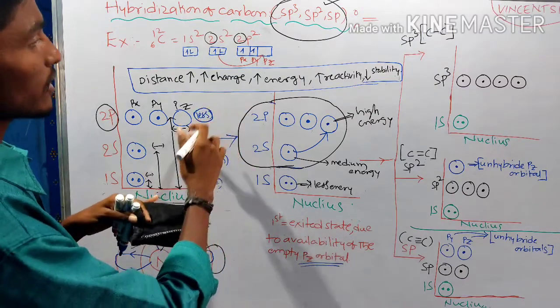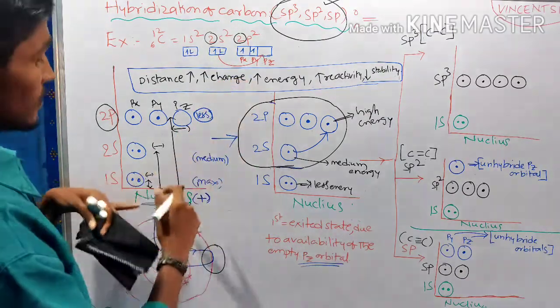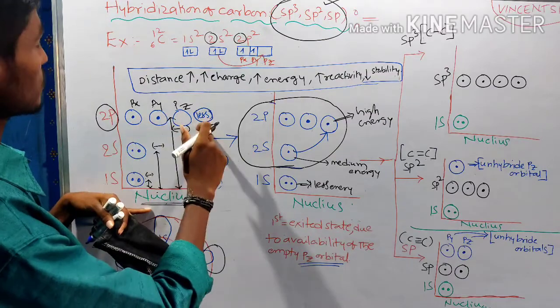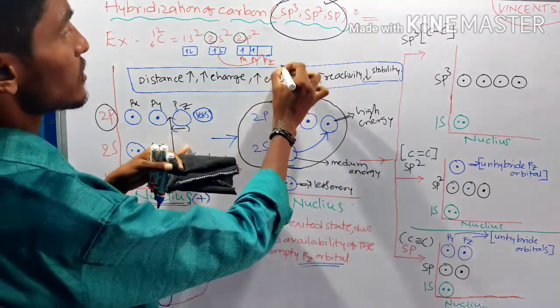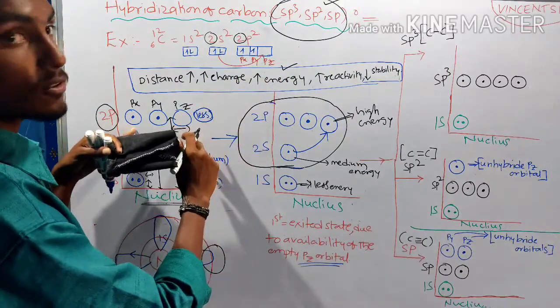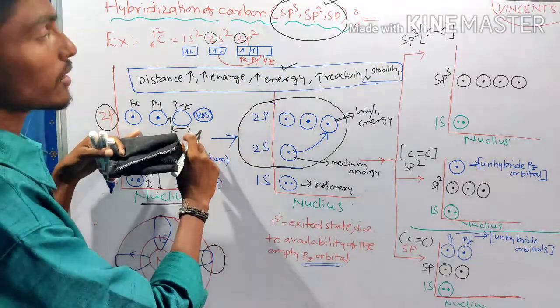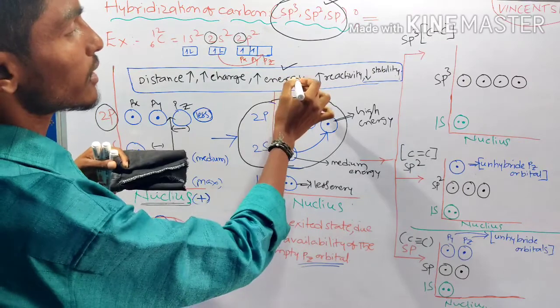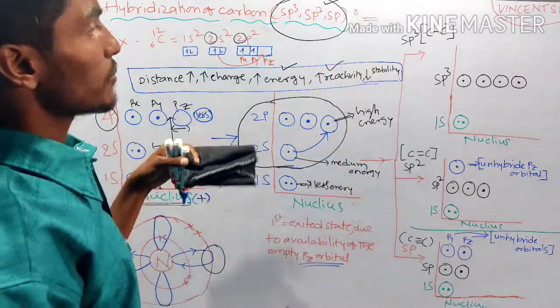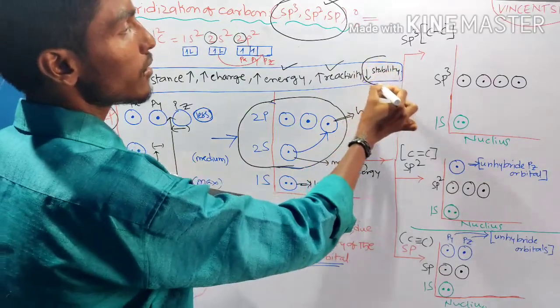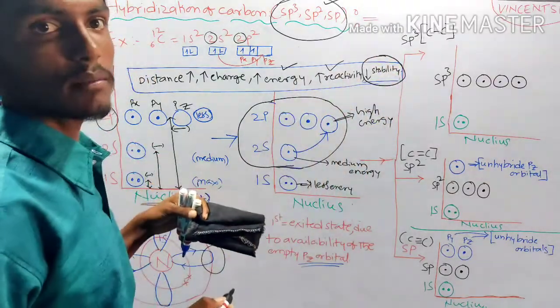And whenever the charge increases, the nucleus cannot neutralize the 2p orbital. That's why the energy also increases. The energy of the electrons present in the 2p orbitals also increases. Whenever the energy of the electrons increases, the reactivity also increases. But the stability of that atom is reduced.